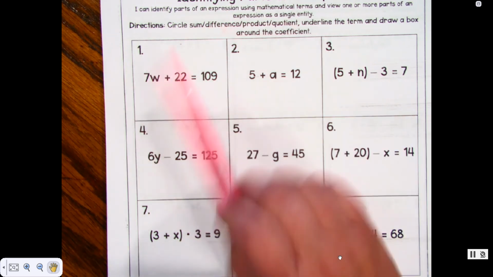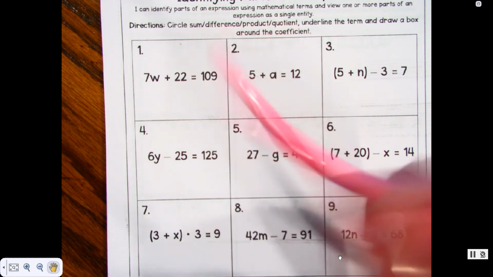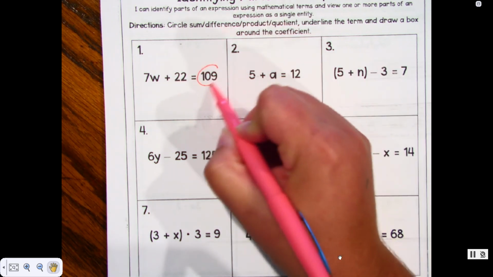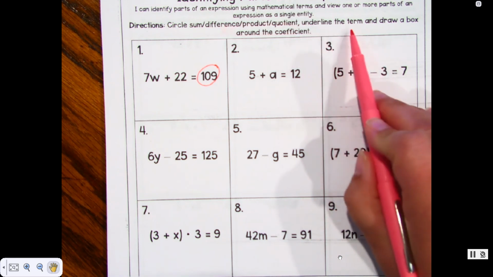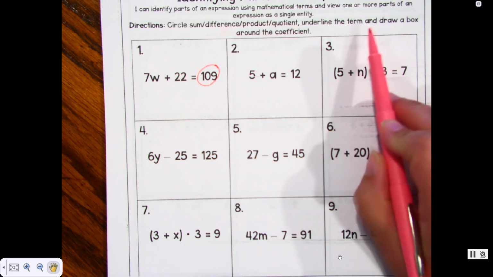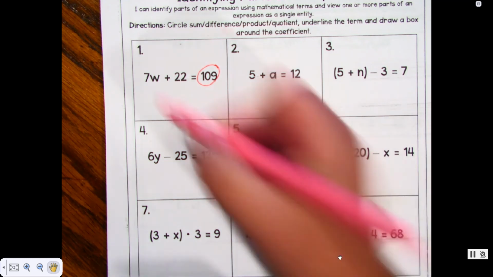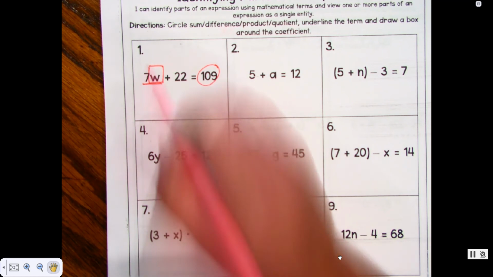Identifying parts of an expression says circle the sum or difference, product, or quotient. So like in number 1, that would be this. That would be the sum. Okay. Underline the term and draw a box around the coefficient. Okay, so here is that term, and I'm going to draw a box around my coefficient.